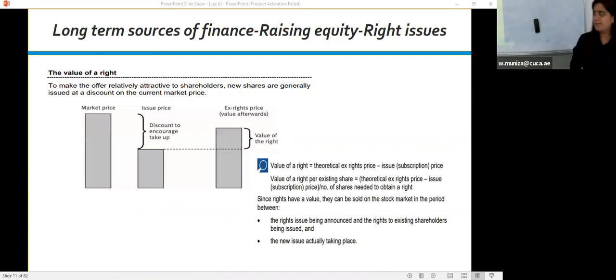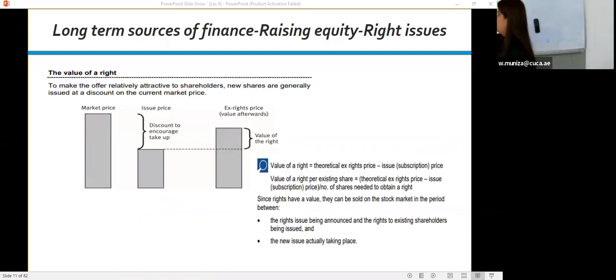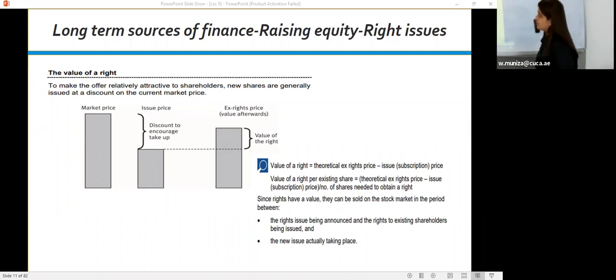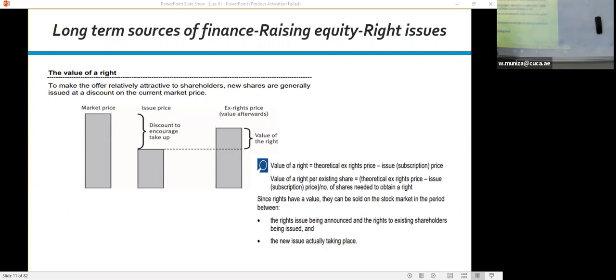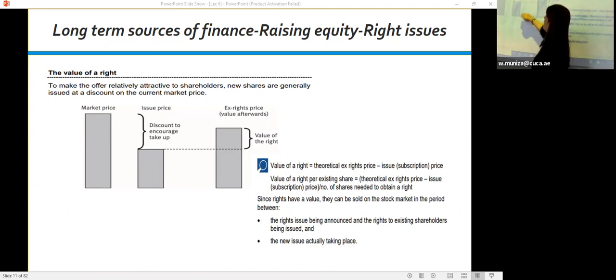Okay, now here they are explaining about the value of the right. As you can see in this diagram and illustration, try to understand that the right issues are being made at a price which is lesser than the market price. So the theoretical ex-rights price which you get after a right issue is basically lesser than the market price and a little bit higher than the issue price. That is what we described in the previous understandings as well. As I was telling you, it should be in the middle of the previous market value and the new price. So this theoretical ex-rights price is in the middle, lesser than the market value but higher than the issue price.